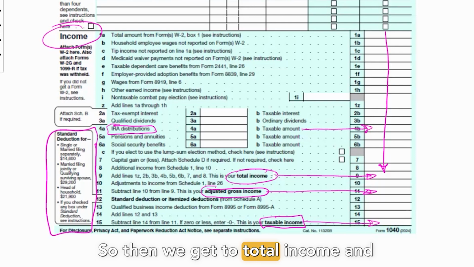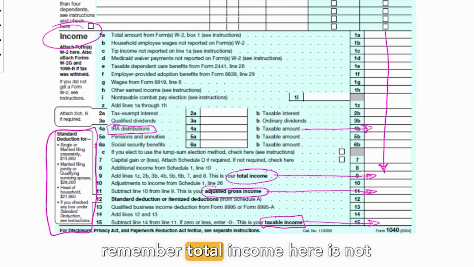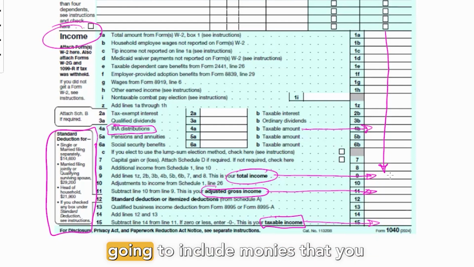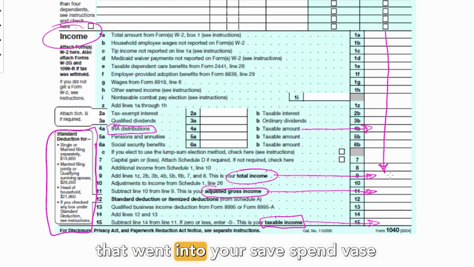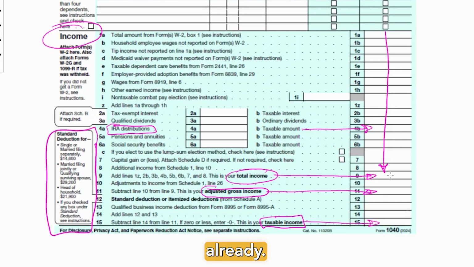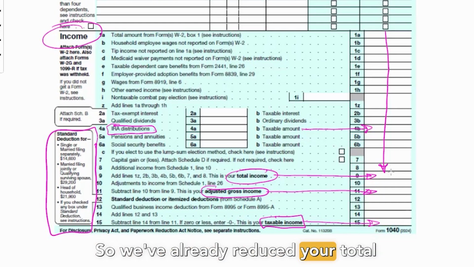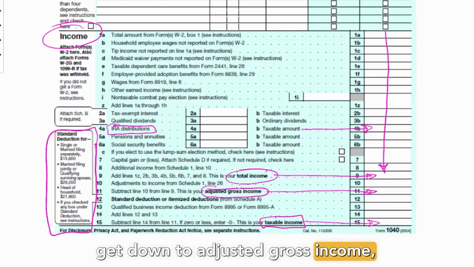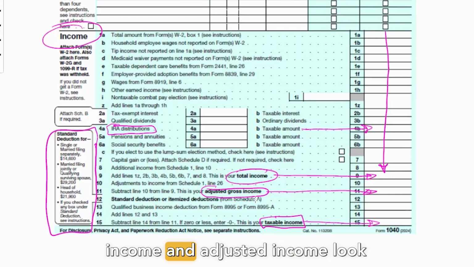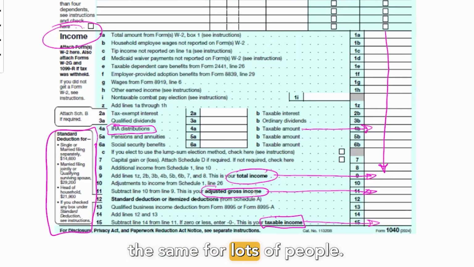So then we get to total income. And remember, total income here is not going to include monies that you have put into, let's say, your 401k. That went into your save spend vase already. So we've already reduced your total income here. There are some adjustments here to get down to adjusted gross income, but more often than not, total income and adjusted income look the same for lots of people.